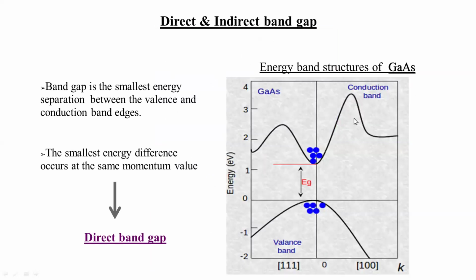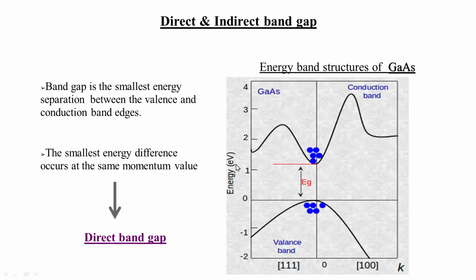So this is the electronic band structure of gallium arsenide. This refers to the conduction band. This is the valence band, where the valence electrons are situated. This is the wave vector k, and the y-axis is the energy of electronic states in electron volts.